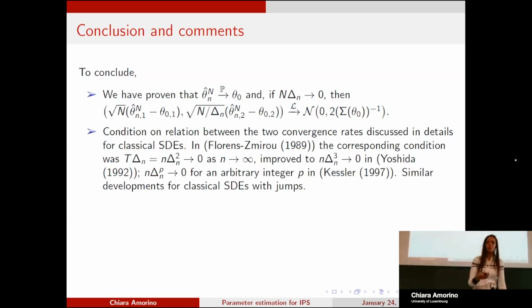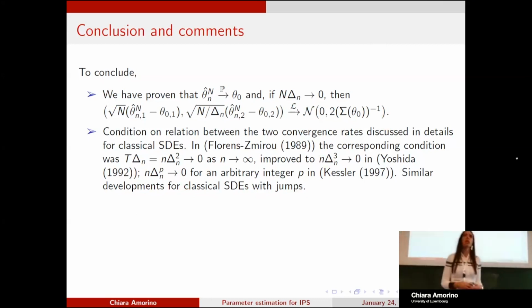And as you can see, when Flores-Mirou introduced the problem for classical SDE, she actually found basically the same kind of condition. The point was that that condition was then improved by Nakahiro in 1992. And the problem was completely solved then by Kessler in 1997, introducing a contrast function which was more complicated on one side because it wasn't explicit. So it was depending on some quantities which weren't explicit, but it was constructed on purpose in order not to have any condition.